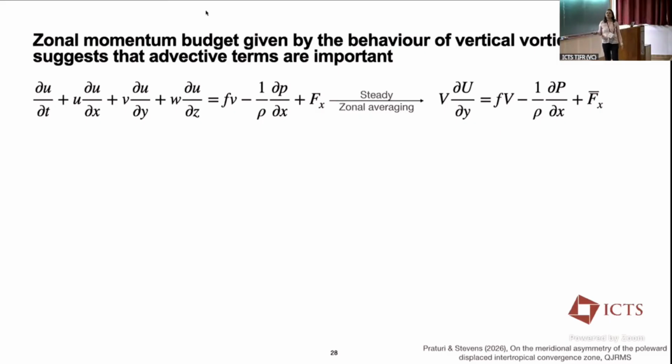The next analysis that I want to show you is the zonal momentum budget. I started again with the zonal momentum equations and assumed steady state and did zonal averaging. And this is the set of equations that I end up with. The zonal momentum budget can also be understood by looking at vorticity, because this is the negative of vorticity. So if you have relative vorticity that is comparable in magnitude to the Coriolis parameter, then you have advection being important.